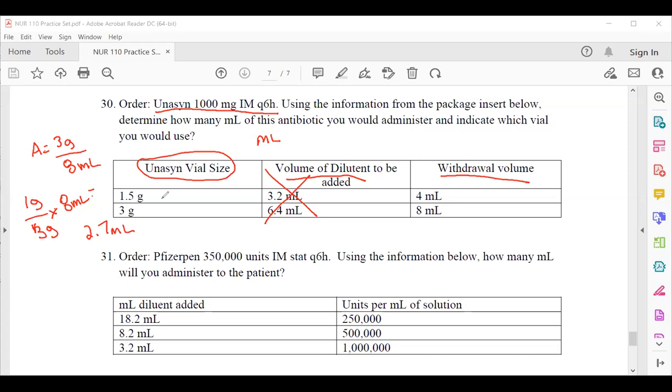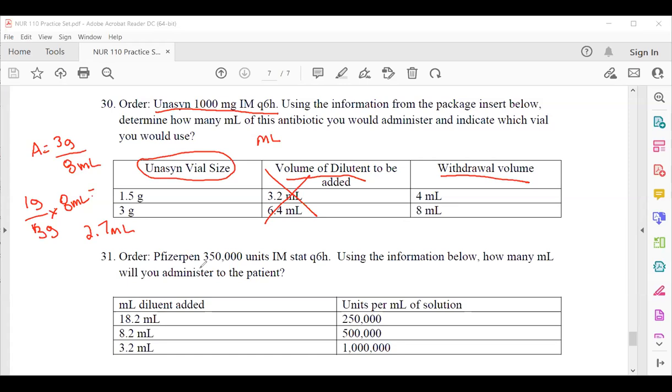If you did the 1.5 gram vial, you're going to get the same answer. 1 divided by 1.5, or 1 times 4 divided by 1.5, gives you the exact same answer, 2.66666, so 2.7 milliliters. You should intuitively see that too, because 3 over 8 and half of that would be 1.5 over 4. The trick to this is knowing to use the vial size over the withdrawal volume.